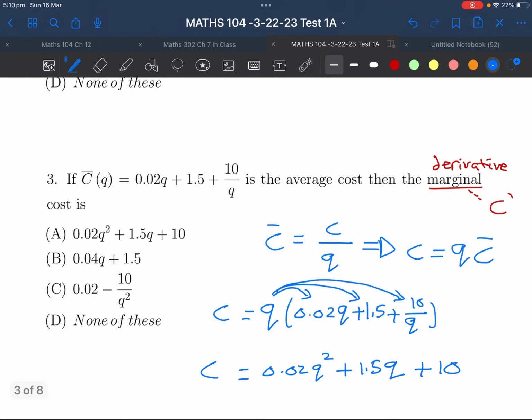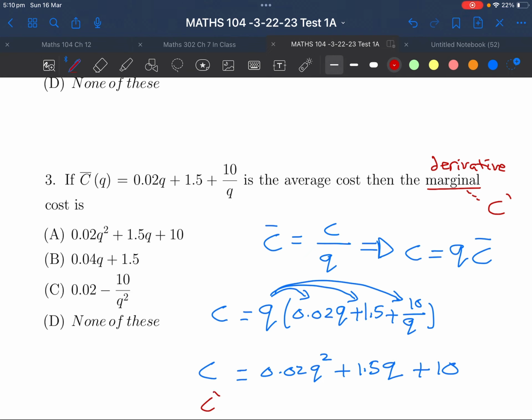We don't want C. Remember, we want C prime, the derivative, which means the derivative of Q squared will be 2Q. So we multiply 2 by 0.02. This will give me 0.04Q plus 1.5 plus 0. Now, which answer corresponds to this one? It will be P, which is this one. So that's the answer.